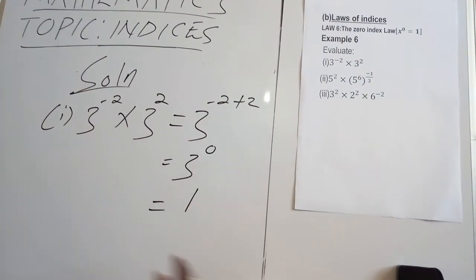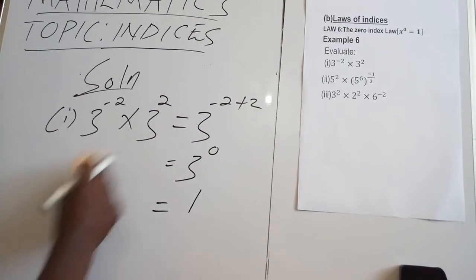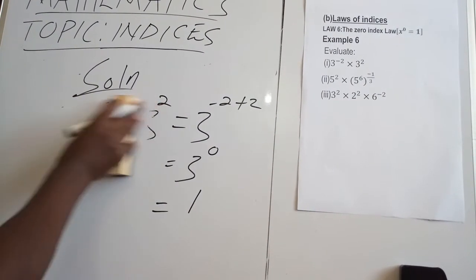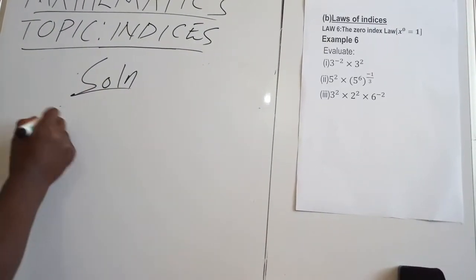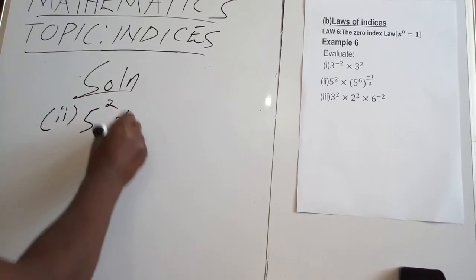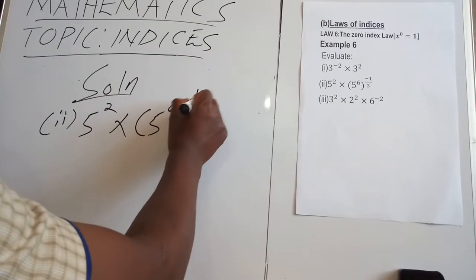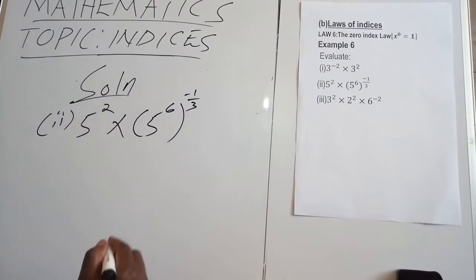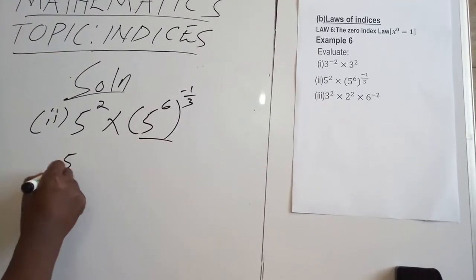We go to Roman 2. Of course, I'm going to need more space, so allow me to clear this. Roman 1 workout. Roman 2, what do we have? We have 5 power 2 times 5 power 6, then raised to power negative a third. So first of all, I'm going to simplify that part. So what will I have?